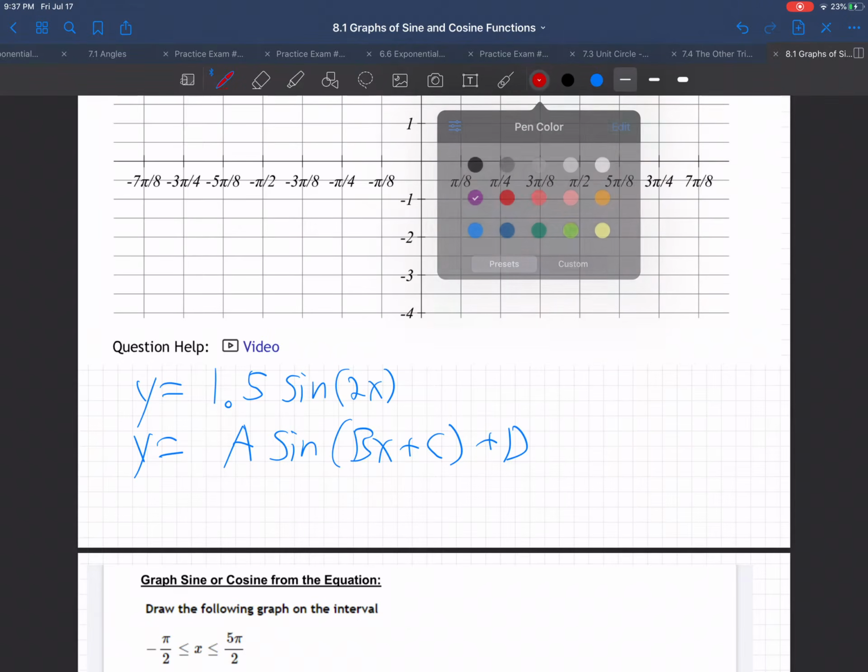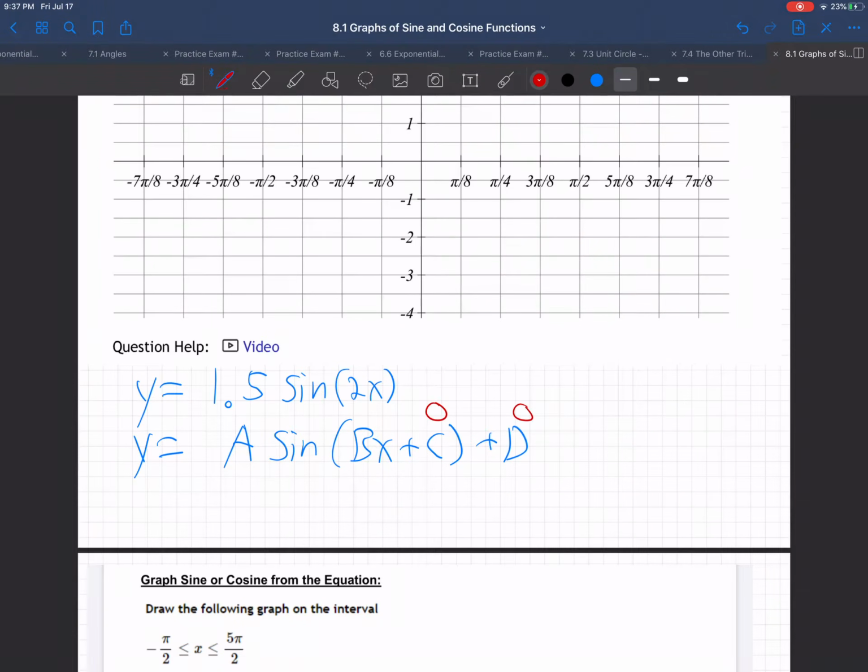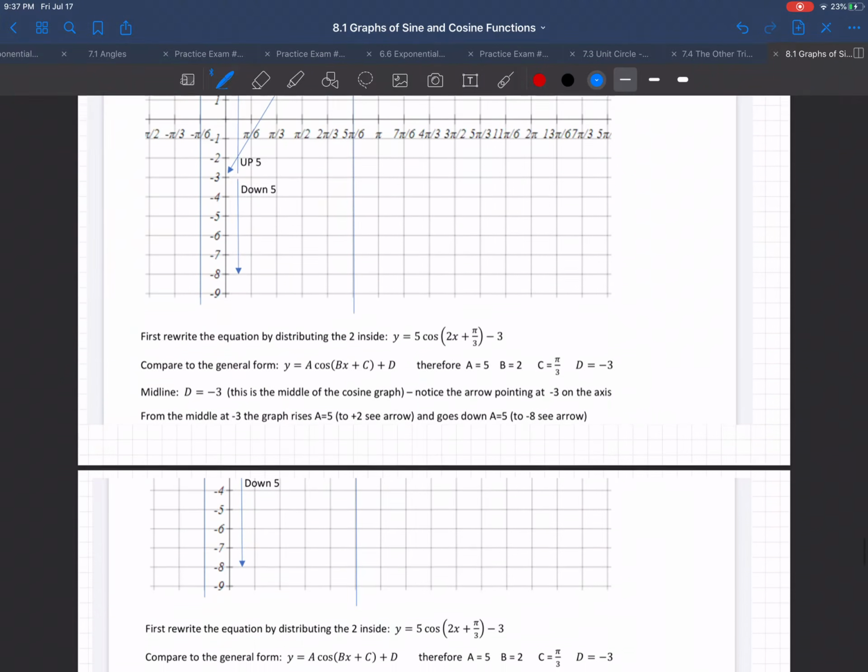I think you can see pretty easily that C is 0 and D is 0. We really have a plus 0 in there and a plus 0 out there. So let me get rid of these. Our C is 0 and our D is 0, and our A is 1.5 and our B is 2. Okay, so that's the first step: set it up to the general form and identify A, B, C, and D.